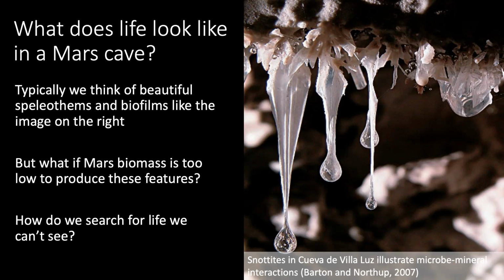But one of the challenges is that these types of features are randomly distributed in caves, as far as we can tell, and they don't form everywhere. So what if in a low biomass environment, they don't form? What if, for whatever reason, they don't form on Mars at all? What do we do if we can't see the life that we're looking for?